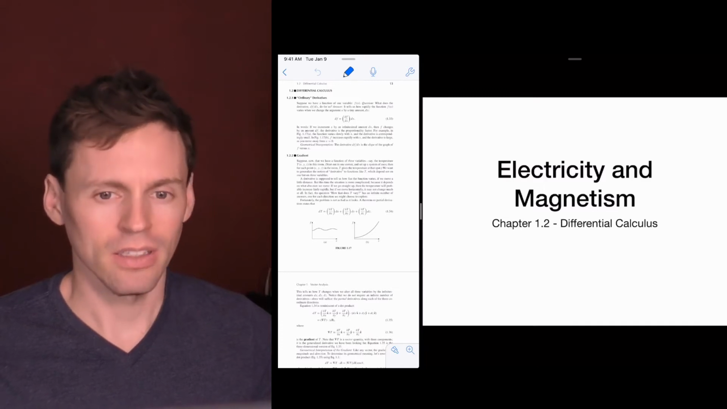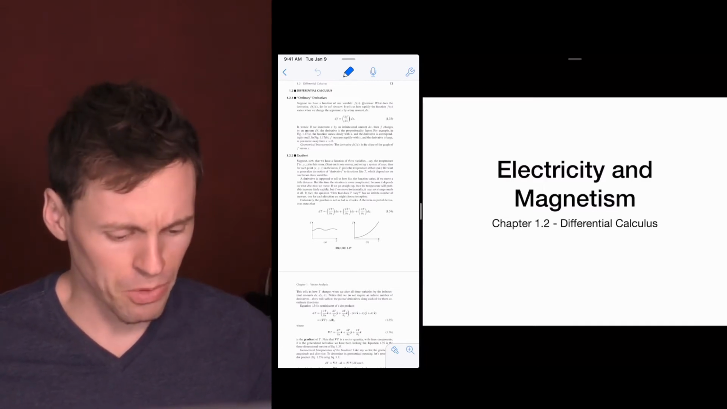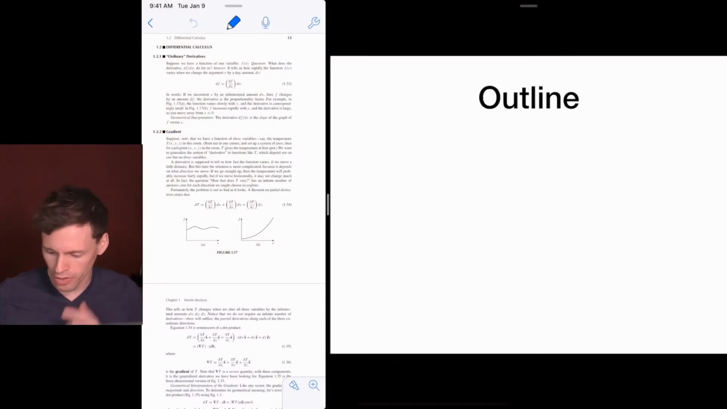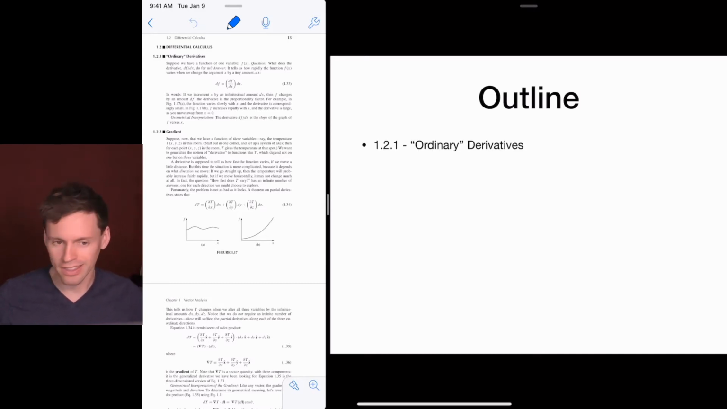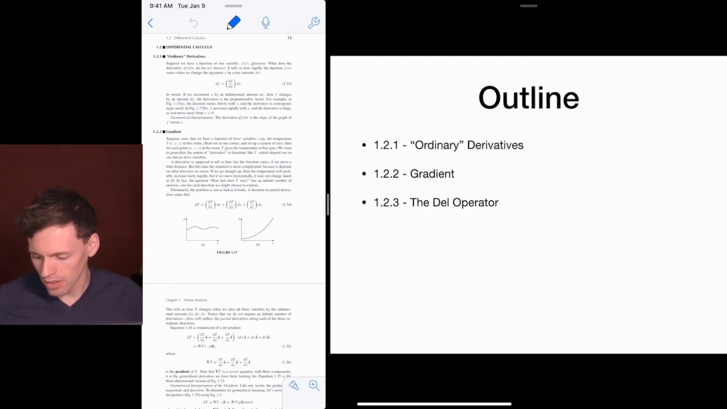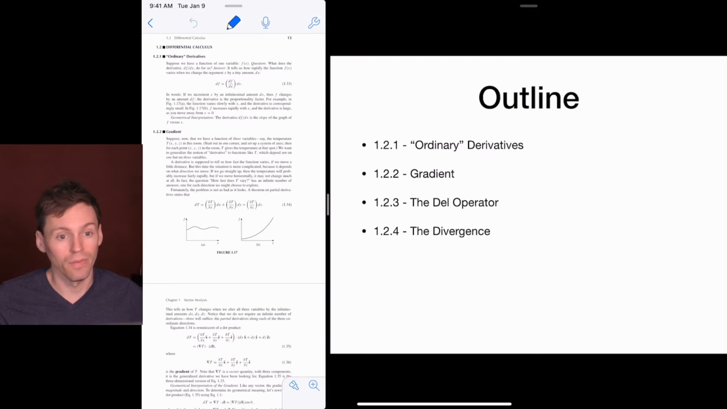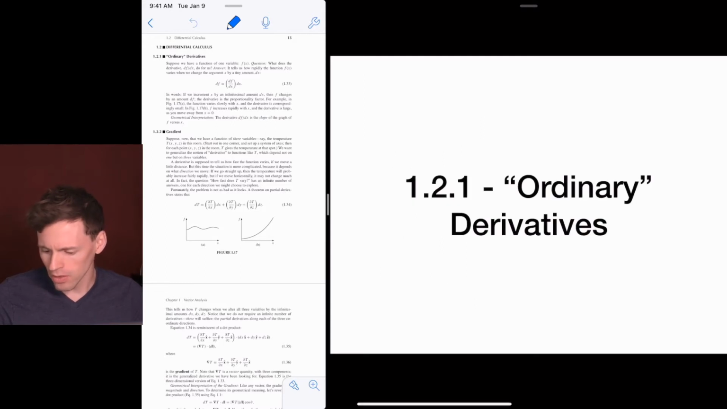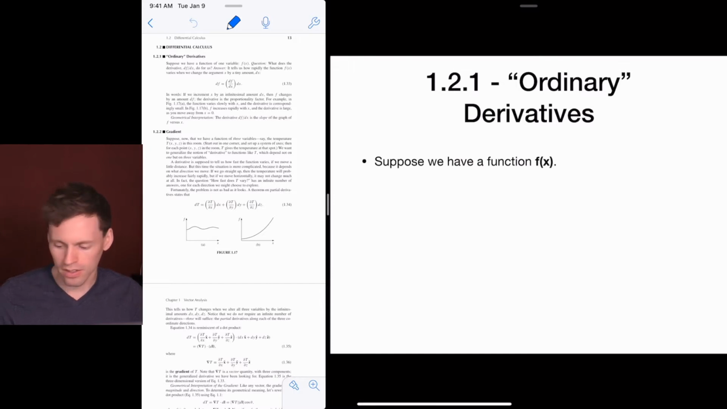All right, everybody, let's get started talking about chapter 1.2 in Griffiths. We're going to be talking about differential calculus here and the tools you need in order to do the math we're going to be doing later when we calculate stuff. So we'll talk about ordinary derivatives, the gradient, the Del operator, the divergence concept, the curl, product rules, and second derivatives.